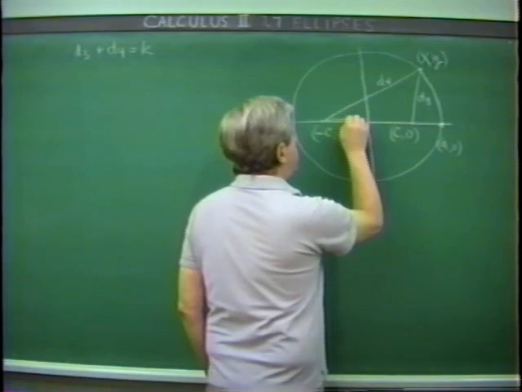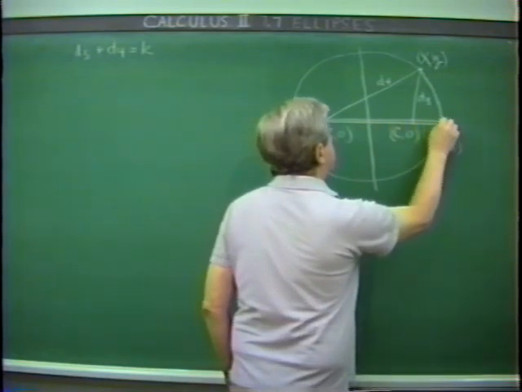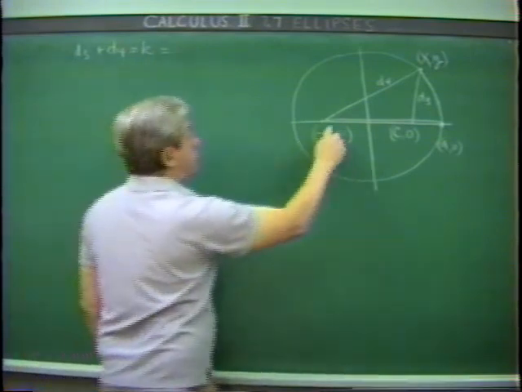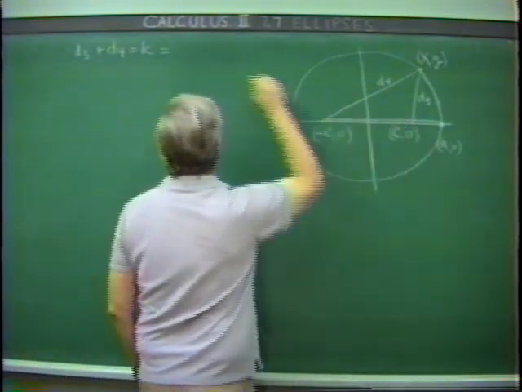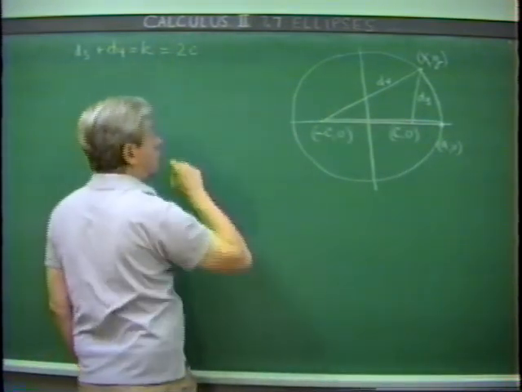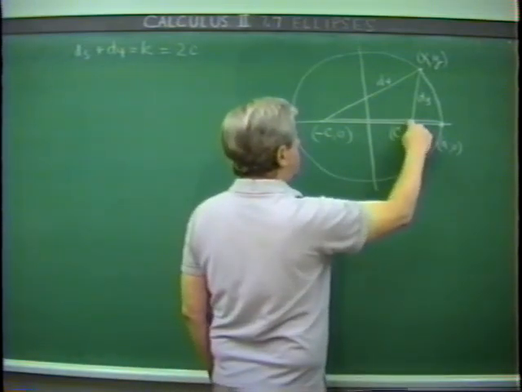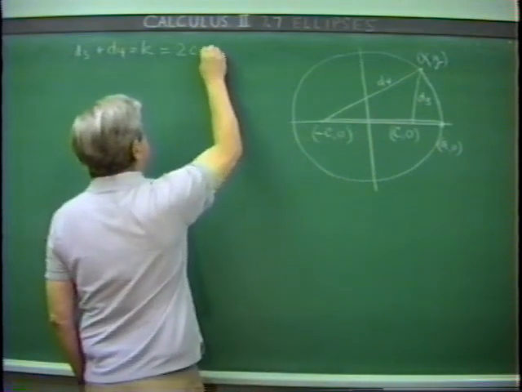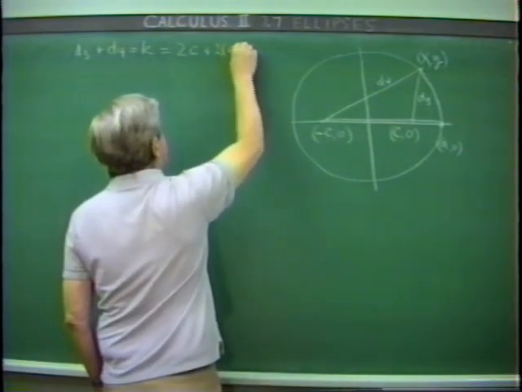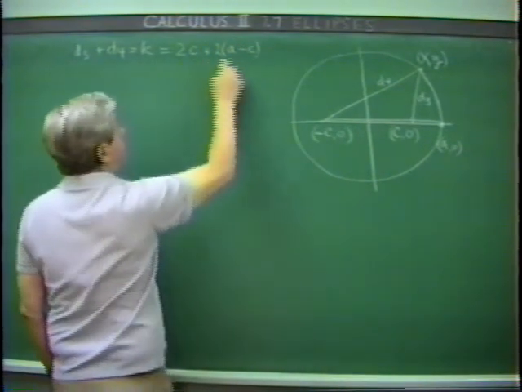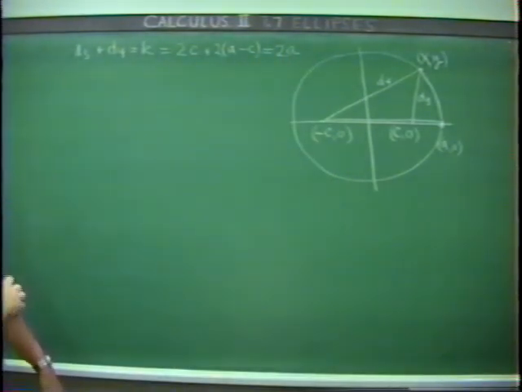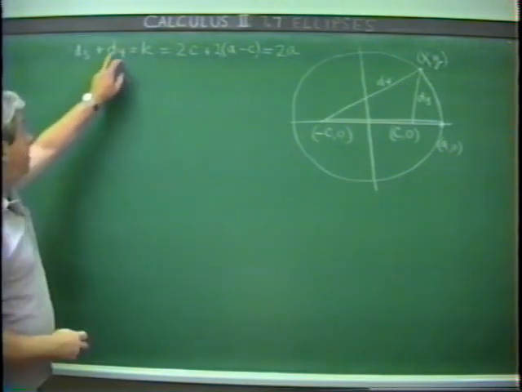Then when you compute this constant using these 2 distances, we get that this constant is equal to, what do we have here? We've got 2c plus a minus c and another a minus c. So this is plus 2 times a minus c. Well, this is equal to 2a. Right.